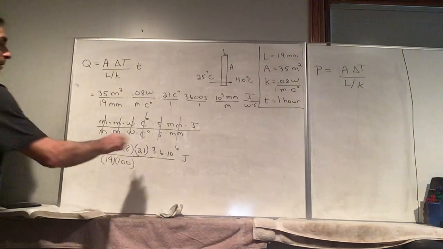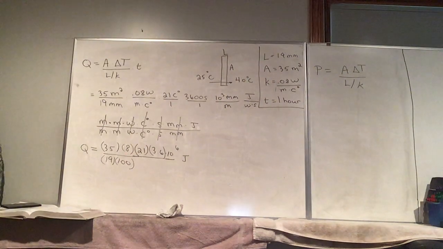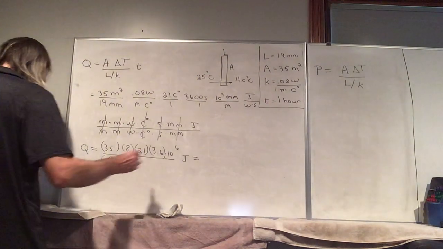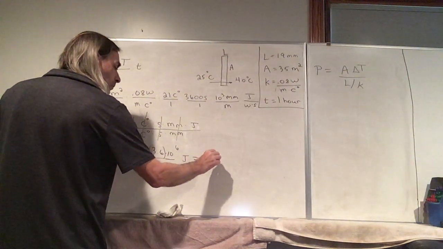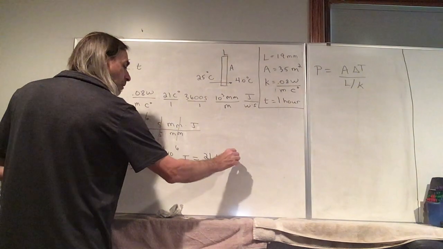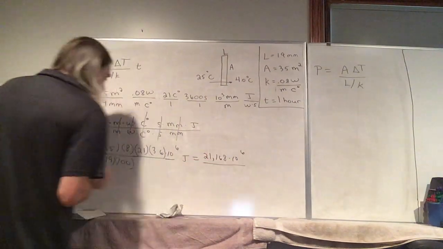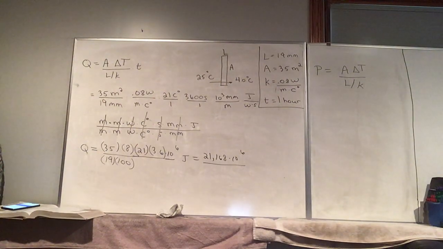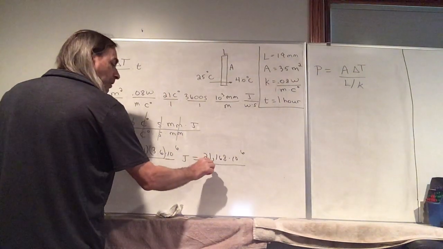So let's just multiply across. We're going to multiply basically the numbers. So on top we have 35 times 8 times 21 times 3.6. So here we have 21,168 times 10 to the 6 on top. So double check that. That looks good. And then on the bottom we have 1,900.